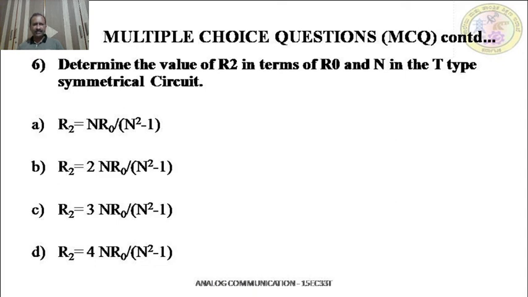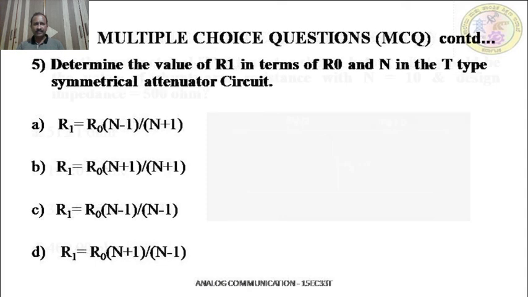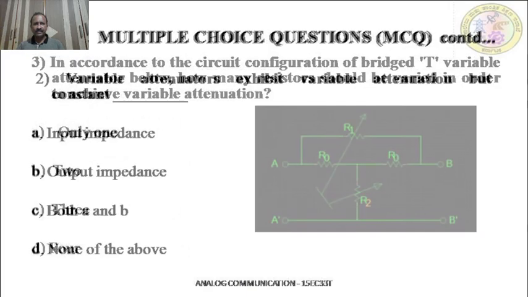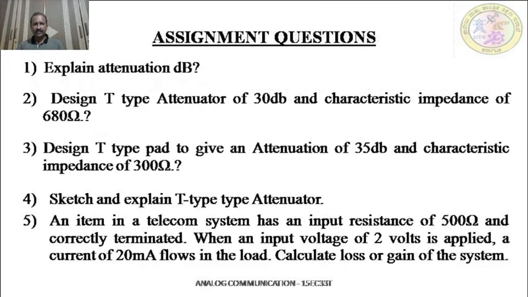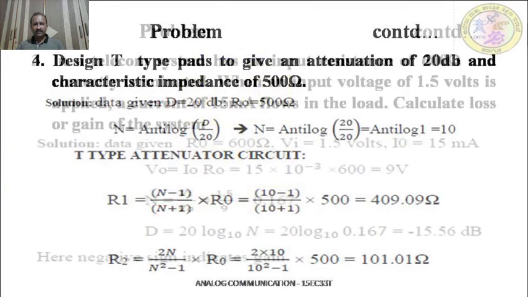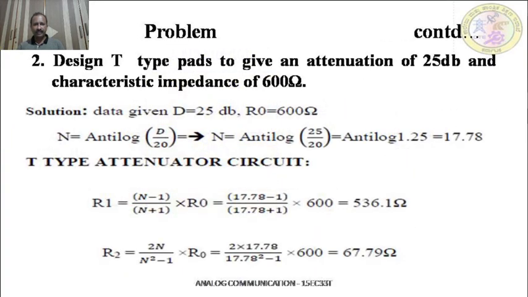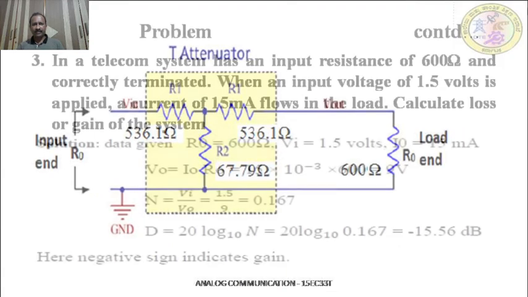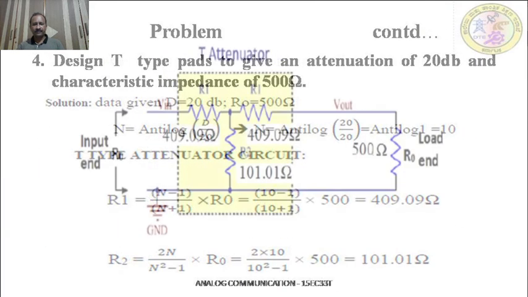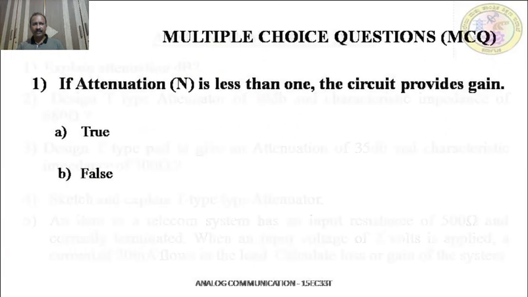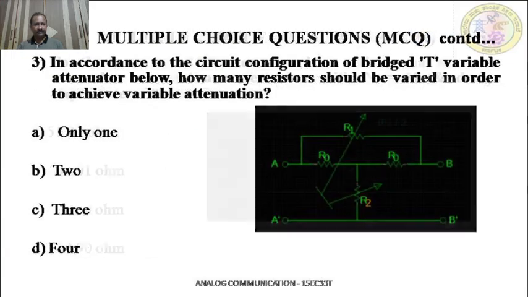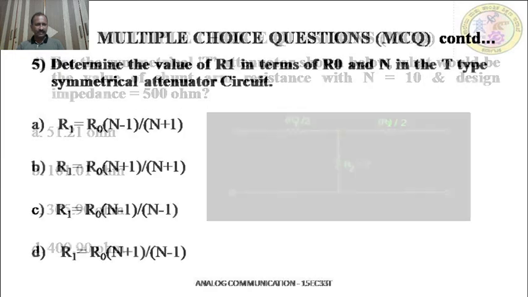This is just your design equations. Here I am going to show the design equations. You have to remember these design equations. I have given the design equations; you have to remember these equations, they are very important. Here see the R1, R2 values. These are the very important equations for designing a T-type symmetrical attenuator. Next one, seventh one.